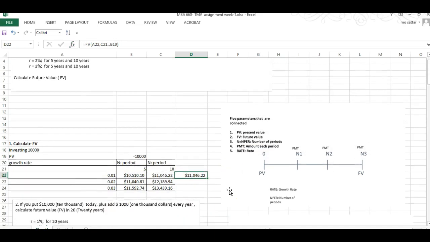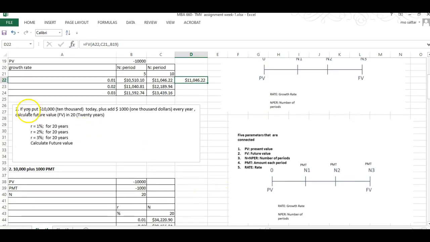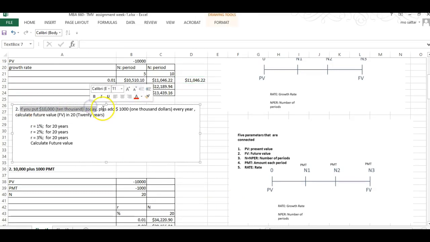Okay. Now let's look at the second problem. The second problem is if you put 10,000 like we did in the last question, plus we're adding $1,000 more every year. Now what would happen to our future value? Like how much will we have in 5 years and 10 years? So here again, we know we're calculating the future value, so we're going to look for the formula.